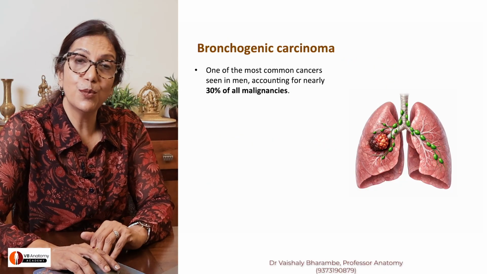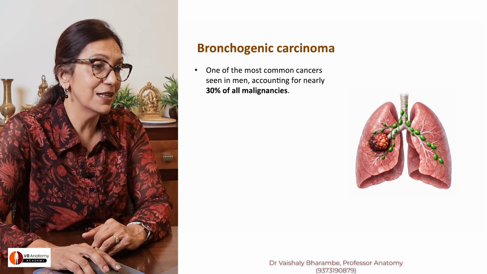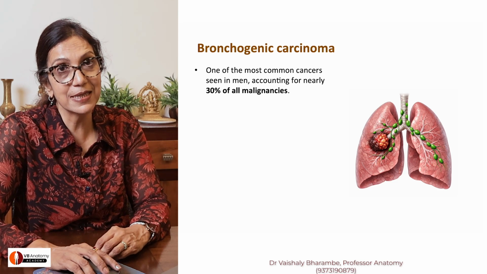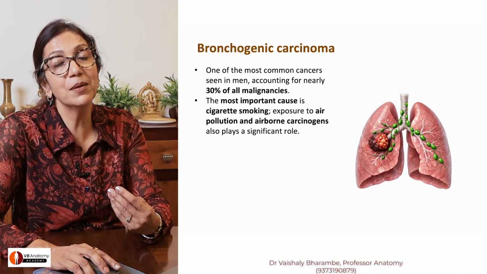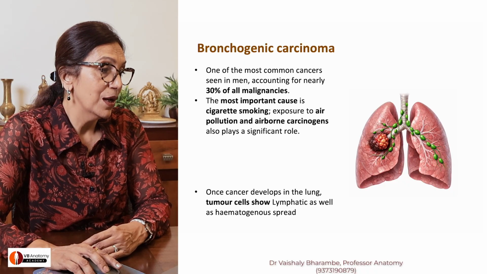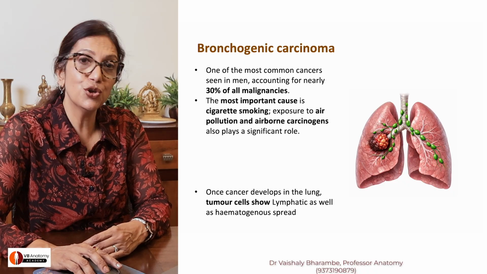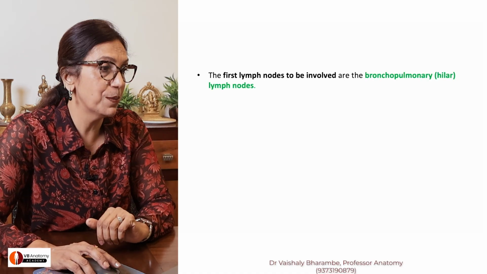This is a case of Bronchogenic Carcinoma, one of the most common cancers seen in female, accounting for nearly 30% of the malignancies. Common cause nicotine. Also today even the air we breathe is carcinogenic. So the cancer cells develop in the lung. The tumor cells show lymphatic as well as hematogenous spread. How do they spread? Now we have a good knowledge of lymphatics, right?